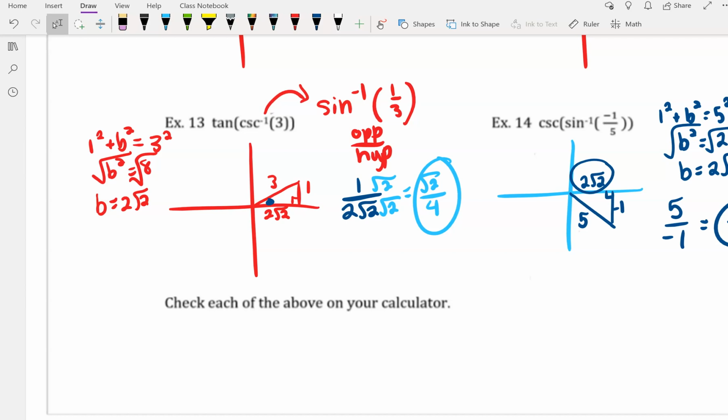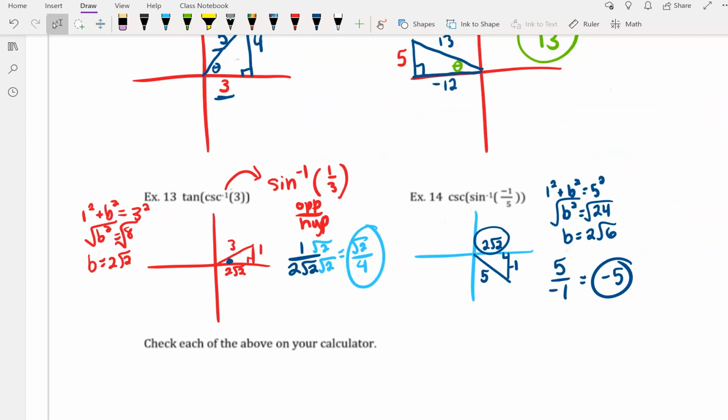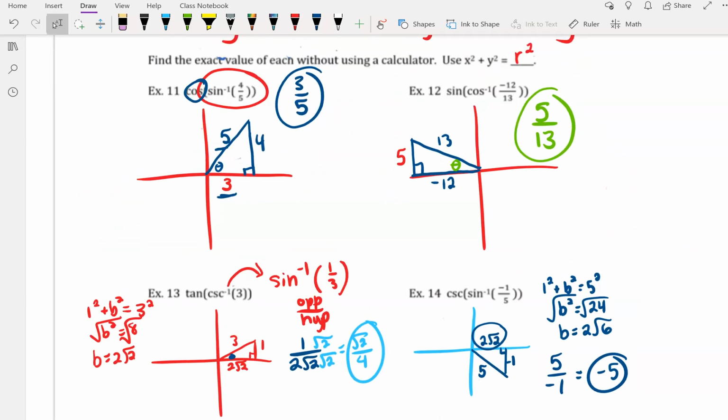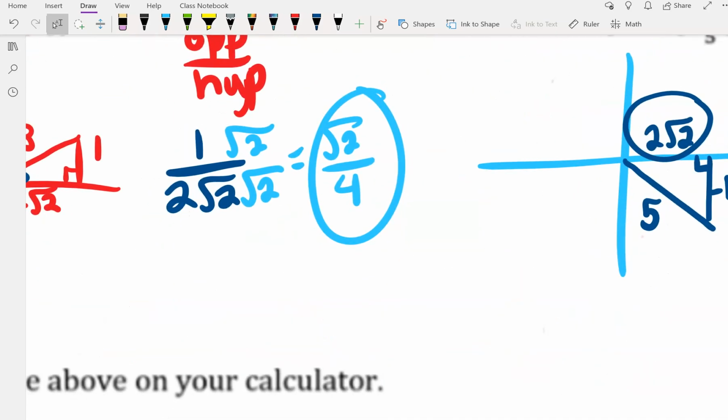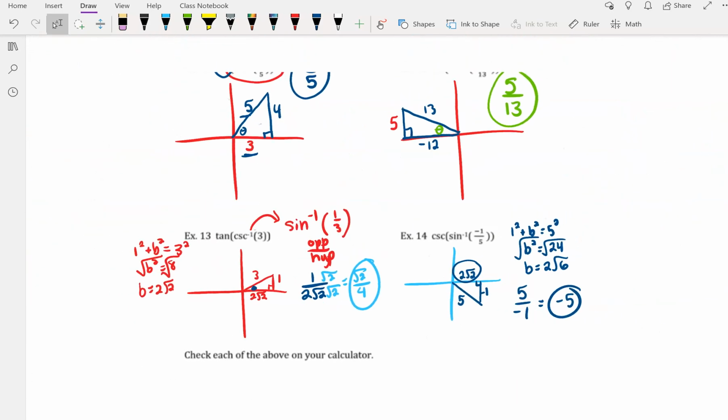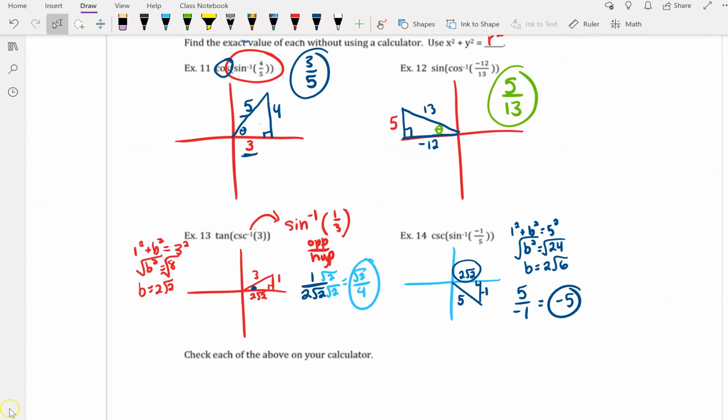Last thing says check each of the above with your calculator. So each of these can be done with the calculator. You probably won't get exact values like root 2 over 4, but you can check and make sure that you did them right with the calculator.